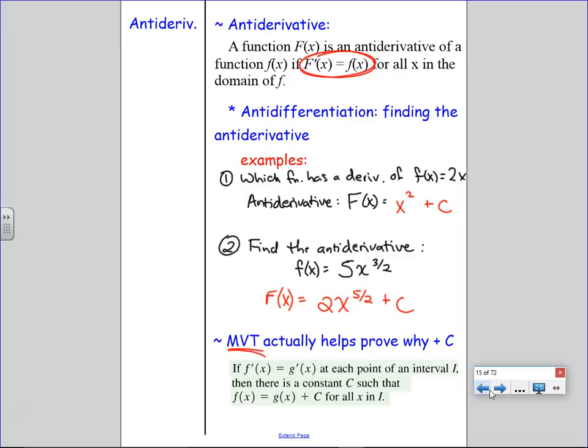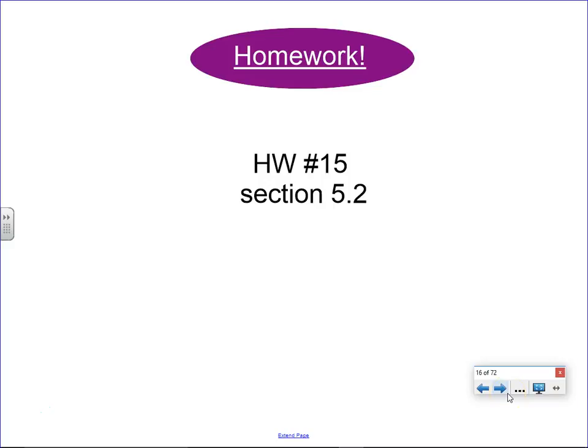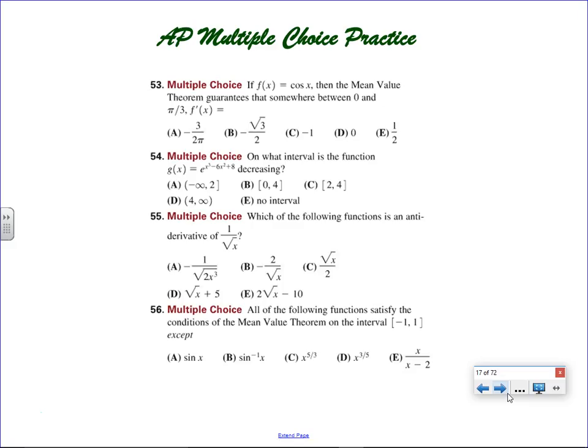Psychology. Mind boggling. Sam likes it. Just kidding. Talking about psychology. Poor Sam. Let's keep going. Section 5.3. Okay, now we'll do that tomorrow.